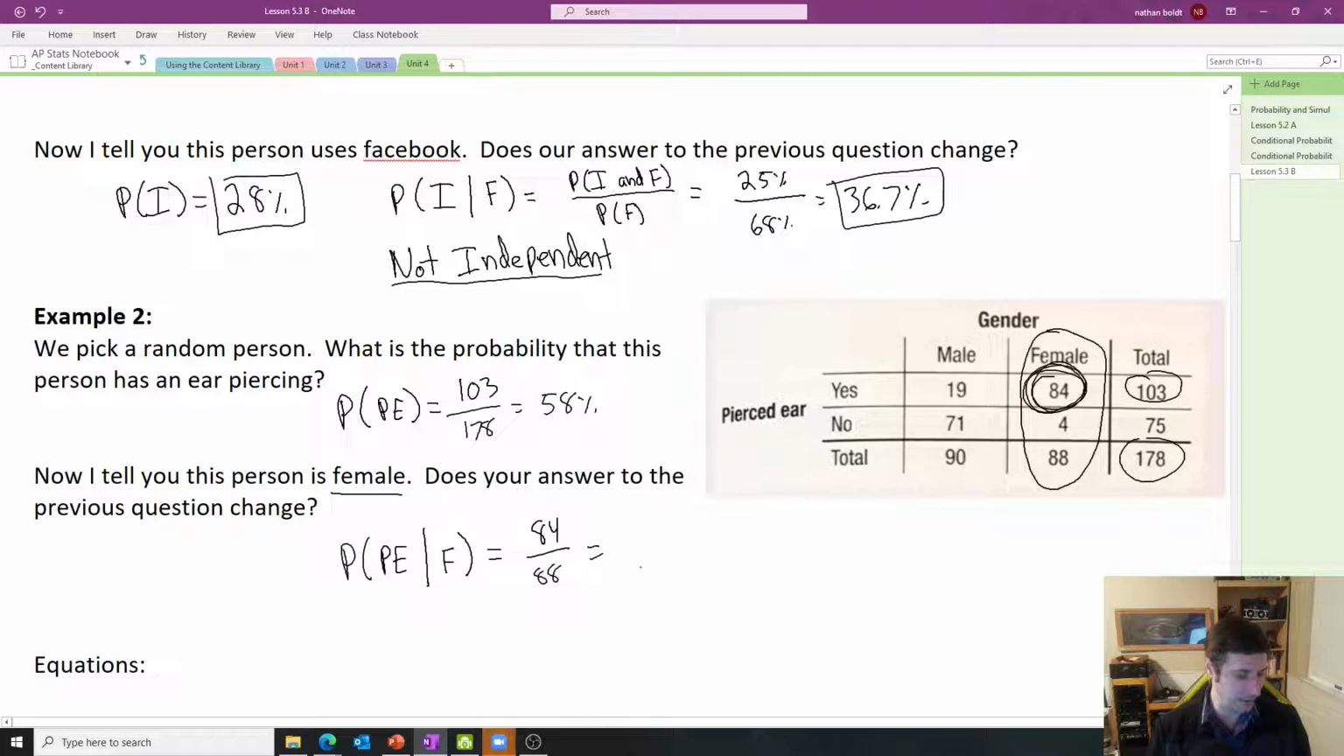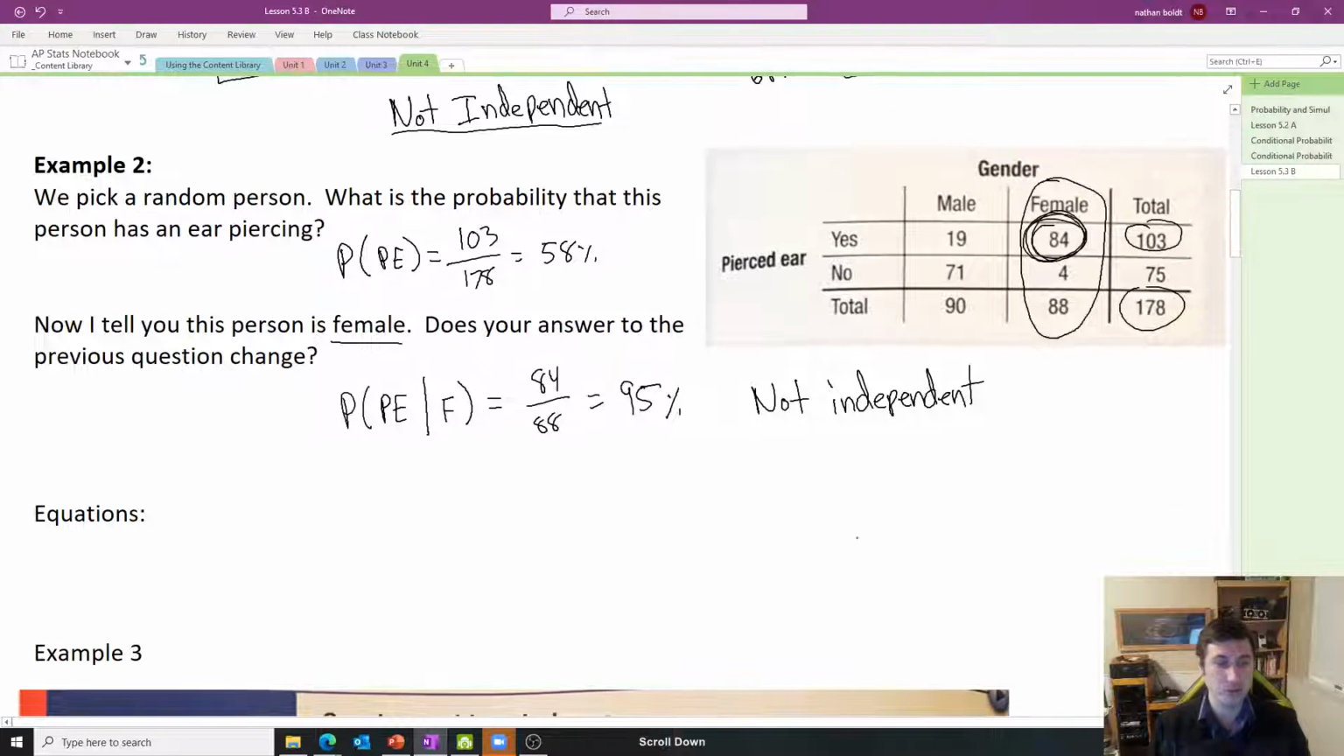84 divided by 88 is 95%. So that definitely was a big jump. So these two events, having an ear pierced and gender, are not independent. There is some kind of association here.